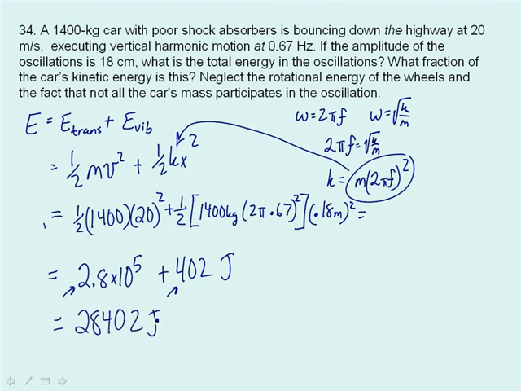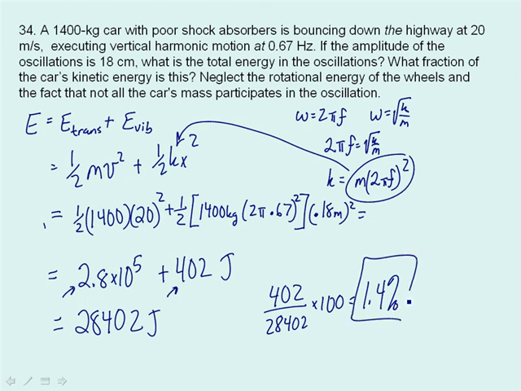Now if I want to know what percentage 402 is of the total, say 402 over 28,402 times 100 gives me 1.4%. So the total energy of the car is mainly kinetic, translational kinetic energy. 1.4% of it is in vibrational energy.